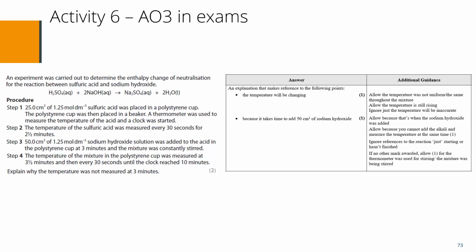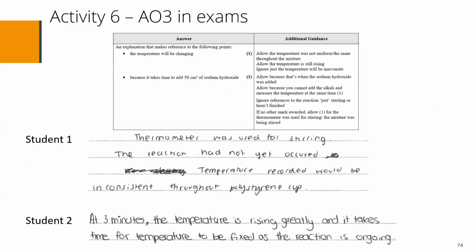And then there's a whole load of allows on the right-hand side. Okay, let's not read through all of those at the moment. Let's go straight into the marking, and we can deal with any allows as we come across them. There's the first one. You're looking for temperature is changing, or temperature not uniform, temperature still rising. And then you're looking for it takes time to add the 50 cubic centimeters of sodium hydroxide, or just simply allow that's when the sodium hydroxide was added, or because you cannot add the alkali and measure the temperature at the same time. Okay.